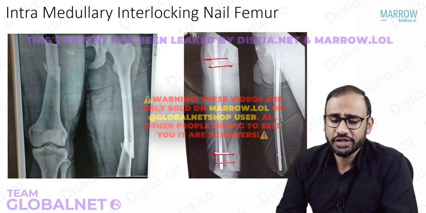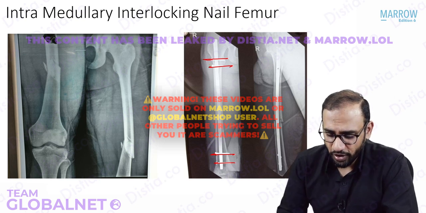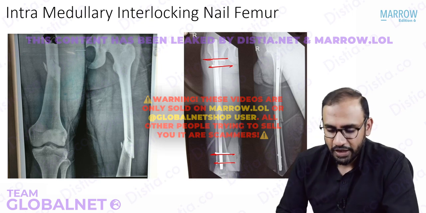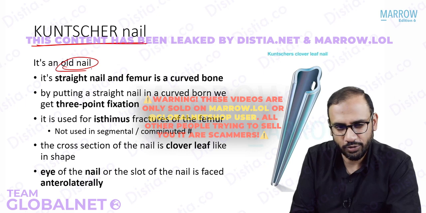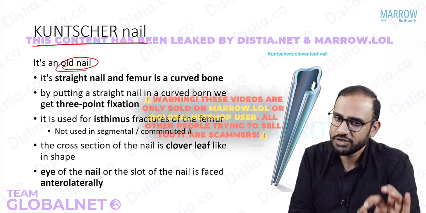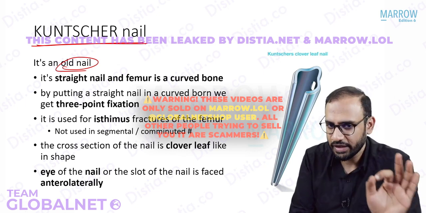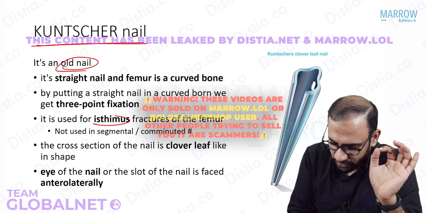Now, before we proceed and talk about fat embolism syndrome, I want to talk about one old nail that we used to use. It was called the Kuntscher nail. Kuntscher nail, it's an old nail, outdated. We don't use it anymore. It was only used for isthmus fracture. It could not have been used for segmental or comminuted fracture.